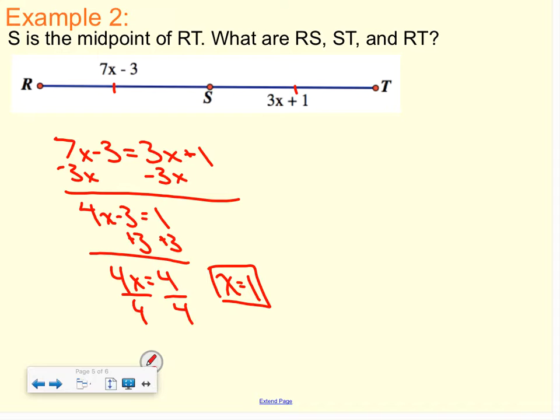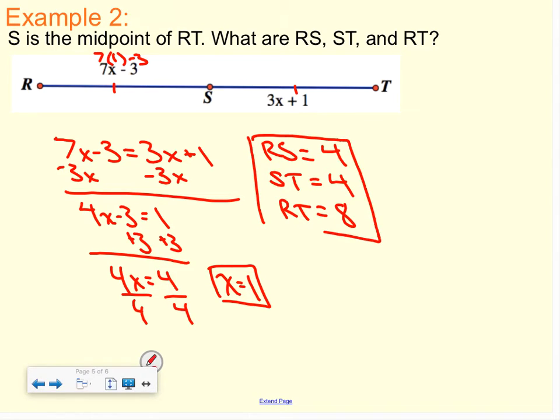Again, we can't stop here. It says, what are RS, ST, and RT? Well, if x equals 1, I'm going to plug that in. So I've got 7 times 1 minus 3. RS: 7 times 1 is 7, 7 minus 3 is 4. I'll just take for granted that these are congruent, so ST equals 4. I suppose if I plugged in 1, I would find that it was 4. Put them all together to find RT, and that would be 8. So that is my final answer, and this is all I'm showing you in regards to the segment addition postulate.